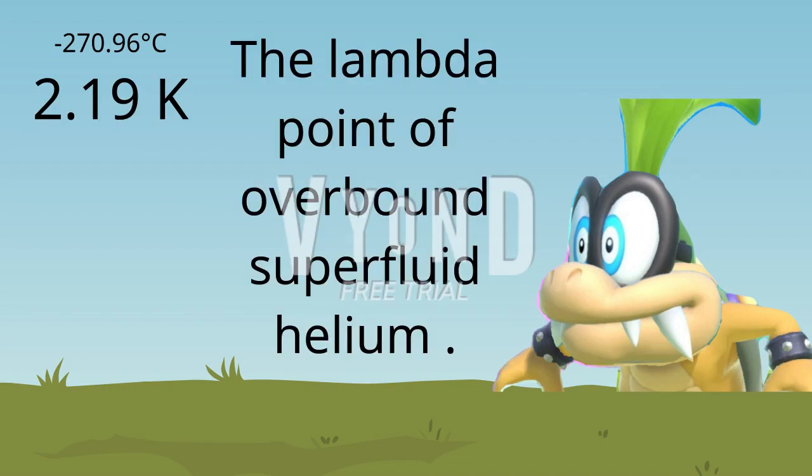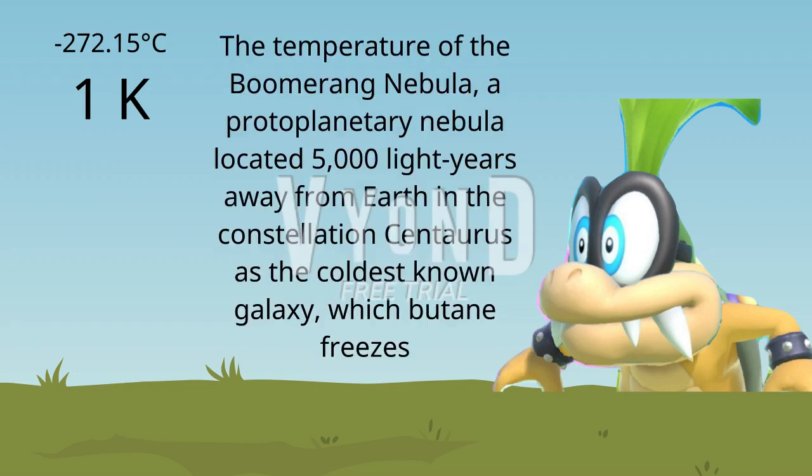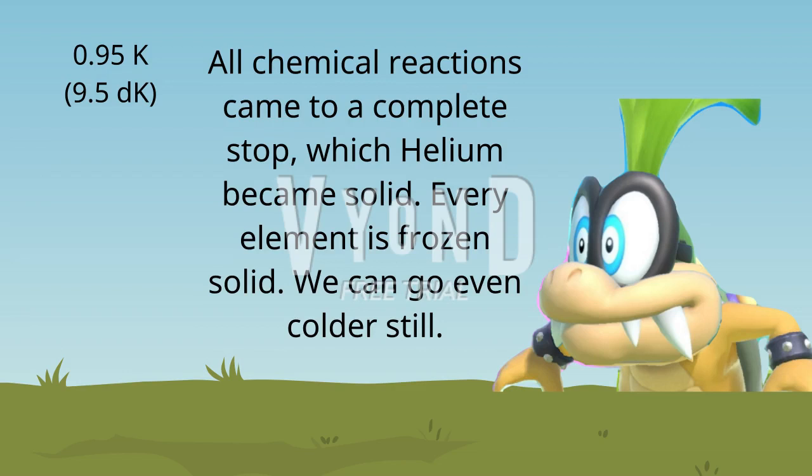The lambda point of overbound superfluid helium is minus 270.96 degrees Celsius, or 2.19 Kelvin. The melting point of overbound helium is minus 271.65 degrees Celsius, or 1.5 Kelvin. The temperature of the Boomerang Nebula, a protoplanetary nebula located 5,000 light-years away from Earth in the constellation Centaurus, the coldest known galaxy, is at minus 272.15 degrees Celsius, or 1 Kelvin, while butane freezes at 9.5 tenths of a Kelvin, that's 9.5 decikelvins.